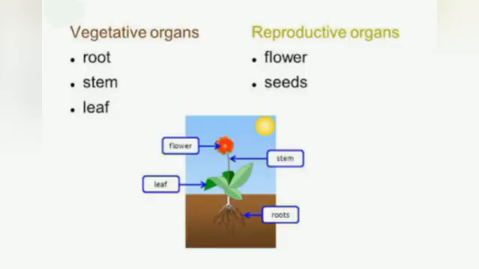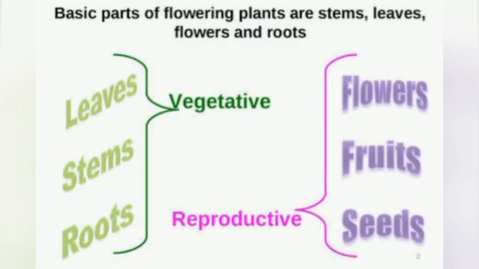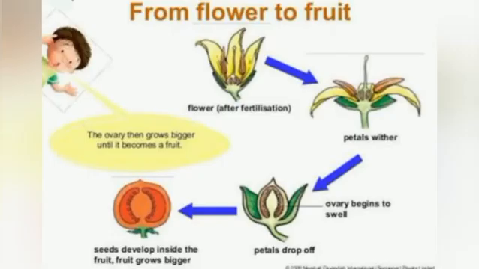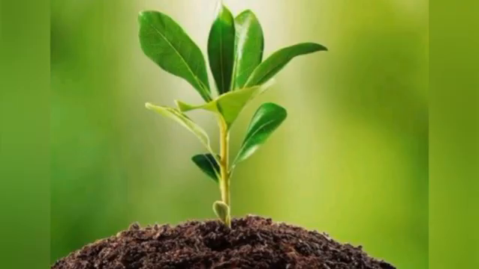Students, we know that flowering plants have root, stem and leaves. They are called vegetative organs. And then flowers, fruit and seeds in a plant are called reproductive organs. In earlier classes, we have seen new plants can be grown from seeds. In this lesson, we are going to know about how a flower changes itself into a fruit and the modification of root, stem and leaves of a plant.